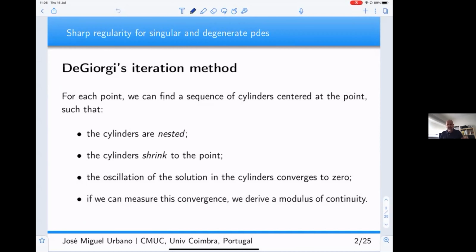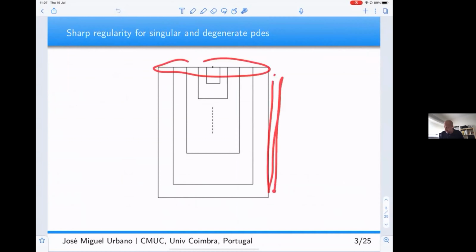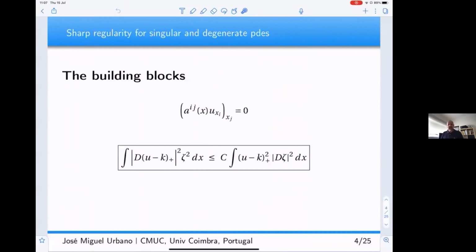And the method is based, so there is a picture for this. I mean, this is in the parabolic case. You don't have balls, you have cylinders, because typically you have here, so this is space and this is time. So you have space-time cylinders, but the idea is that they are nested, they shrink to the point, you measure the oscillation, you show that it goes to zero in a certain way, and you derive a modulus of continuity, okay? So the whole business is based on the so-called Caccioppoli estimates.